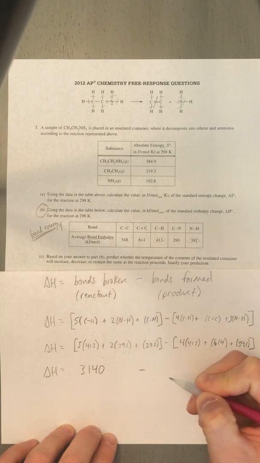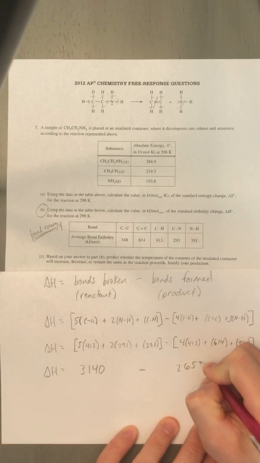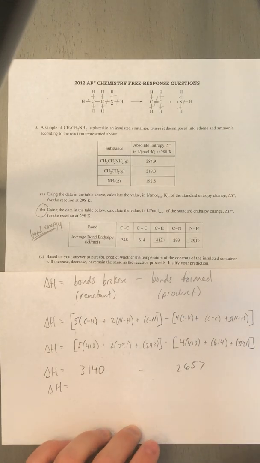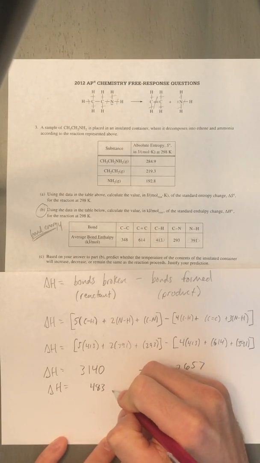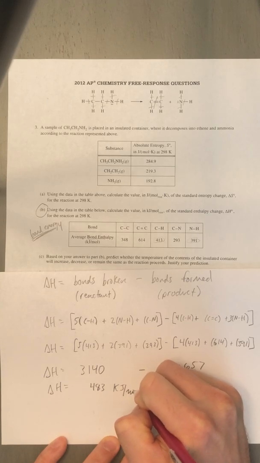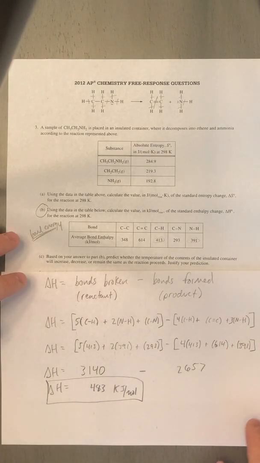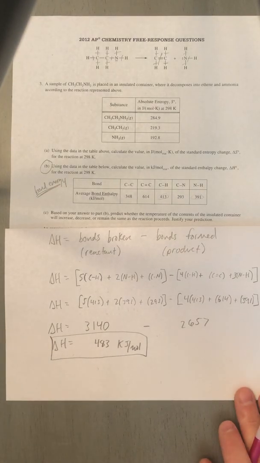So I'm going to separate these out just to talk about a couple things. And so we can get that delta H equals 483 kilojoules per mole. And so a couple things to talk about when I look at this.